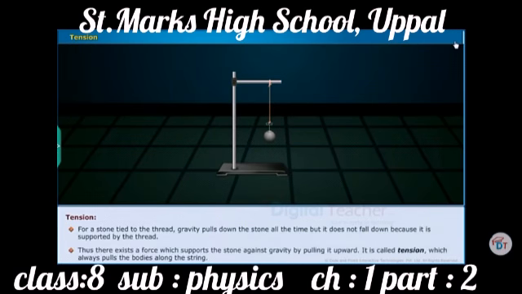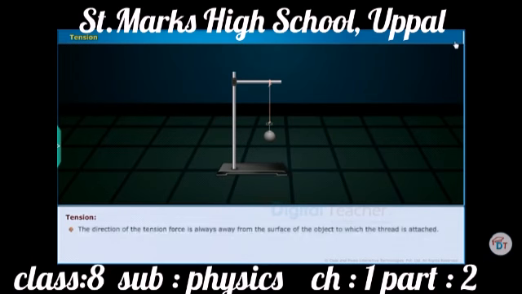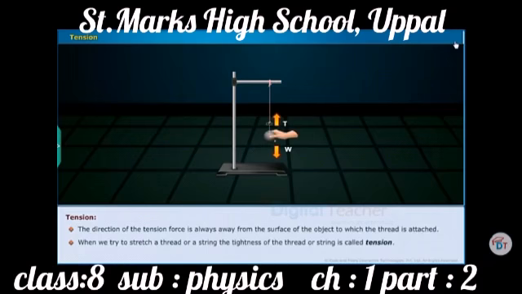Thus, there exists a force which supports the stone against gravity by pulling it upward. It is called tension, which always pulls the bodies along the string. The direction of the tension force is always away from the surface of the object to which the thread is attached. When we try to stretch a thread or a string, the tightness of the thread or string is called tension. In the above example, the gravitational force is balanced by the upward tension force.